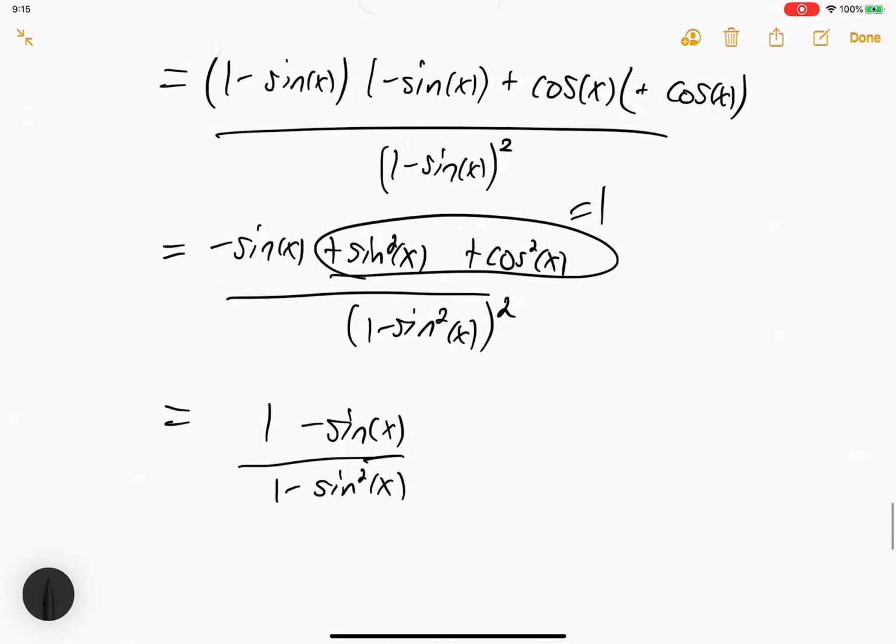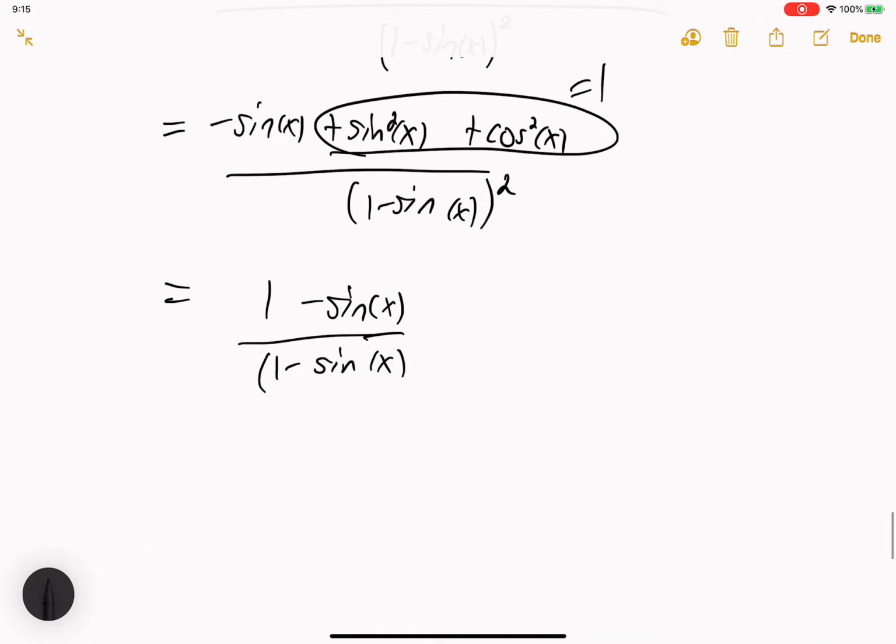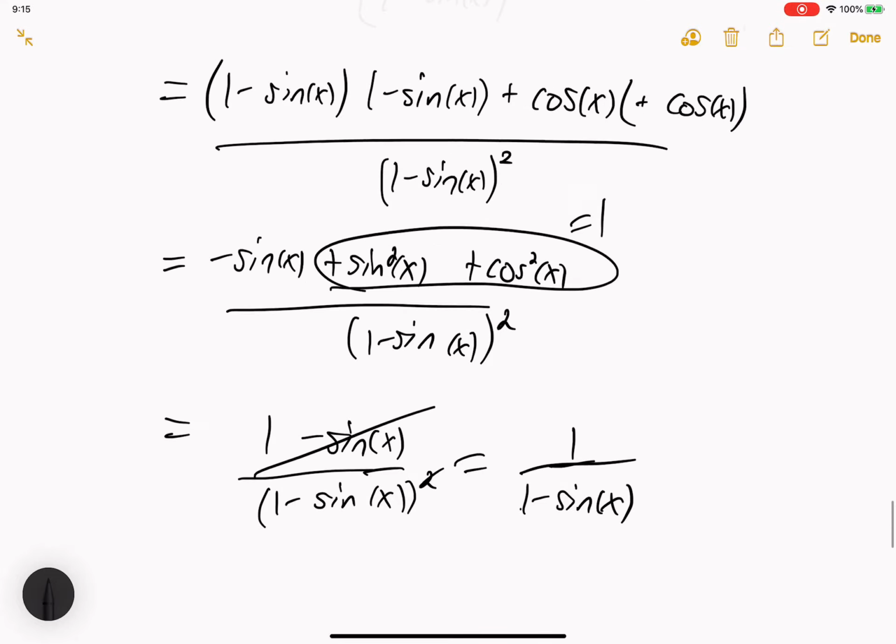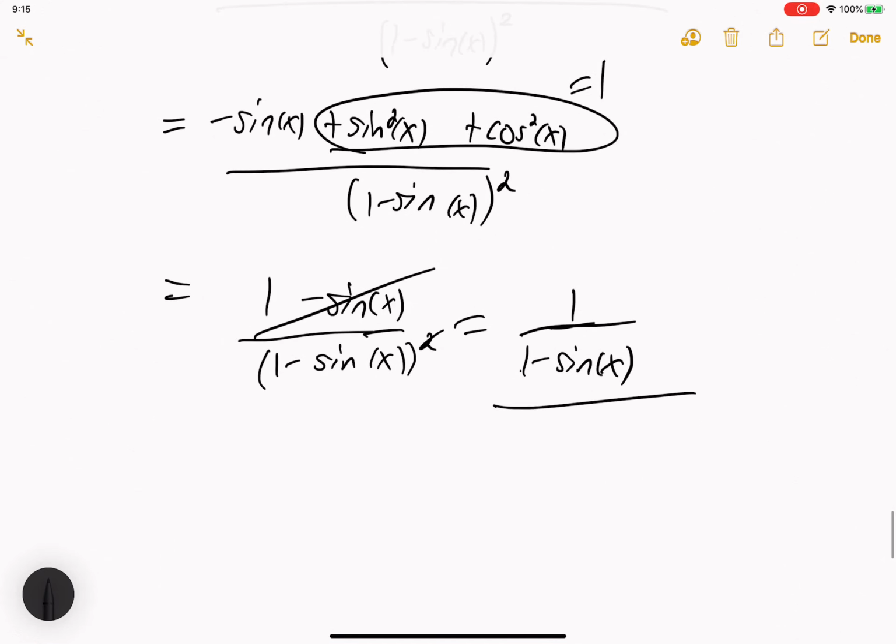Wait, why did I write that squared? That's not supposed to be there. My bad. It is wrong. Because one of these will cancel with that, leaving you just 1 over 1 minus sine of x. It is beautiful. I love it. So that's the correct answer right here.